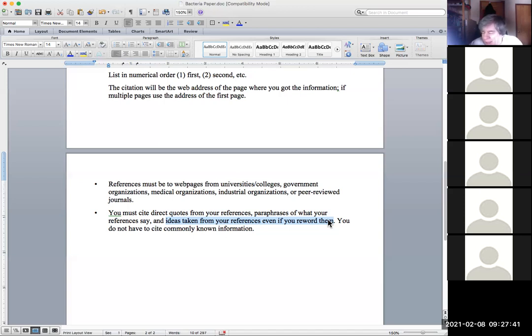And they had 10 references, 11 references. So scientific papers do tend to have a lot of references. Now, what don't you have to cite? You don't have to cite what's commonly known information.